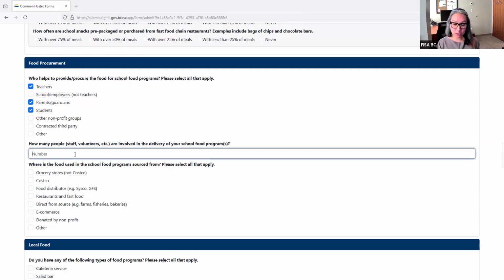How many staff volunteers are involved? So this is where you actually write. Remember that we were talking about volunteers? So I will say, yes, my assistant is helping, 3 parent volunteers are helping, and maybe a teacher in culinary arts is helping. So I have 5 people who are helping to do the full program.